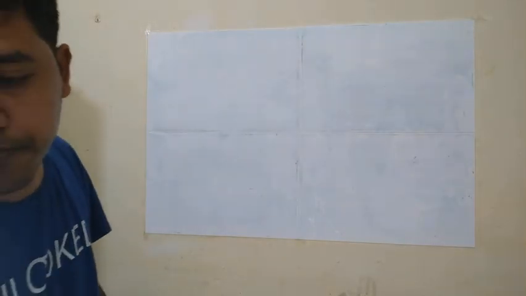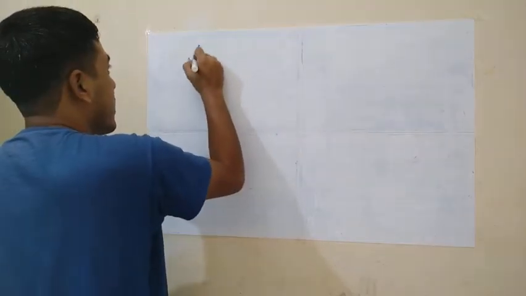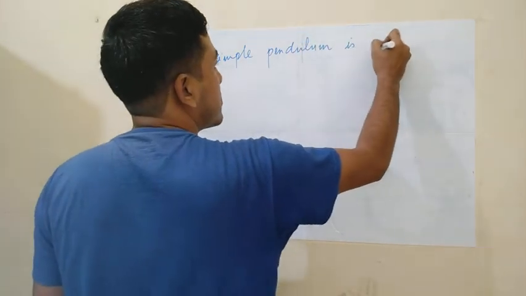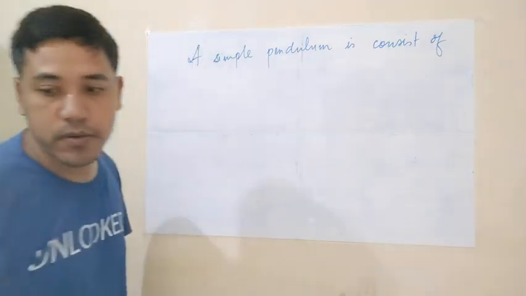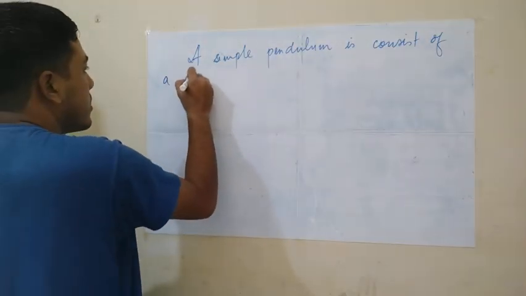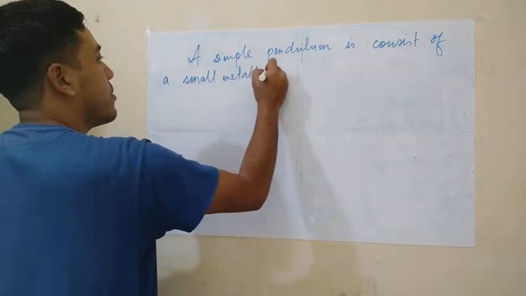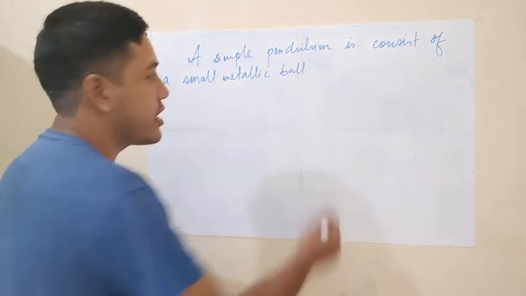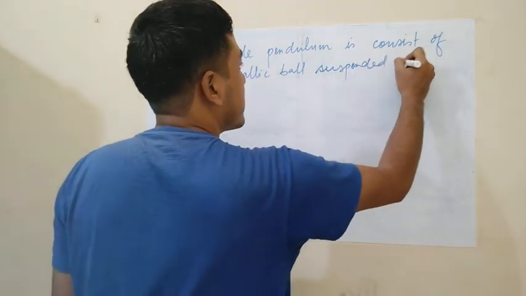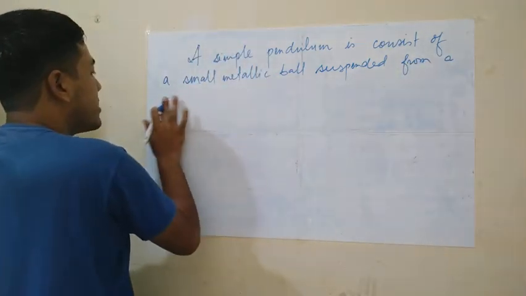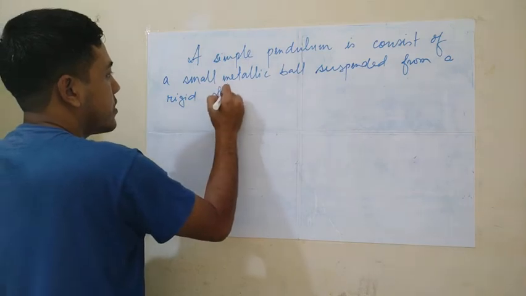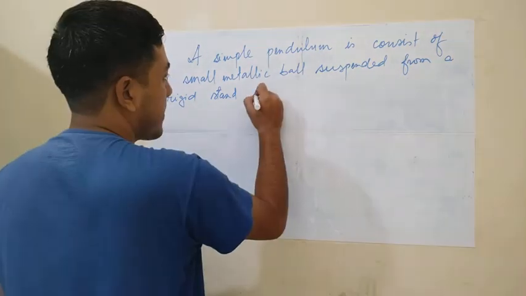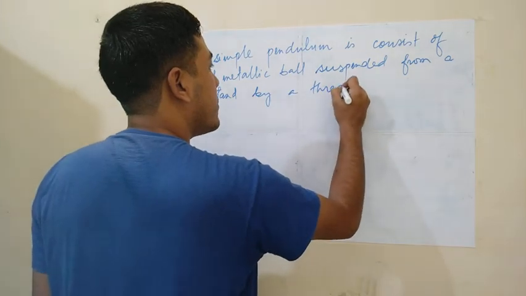Simple pendulum. A simple pendulum consists of a small metallic bob suspended from a rigid stand by a thread. Rigid means strong. This is the definition of the simple pendulum.